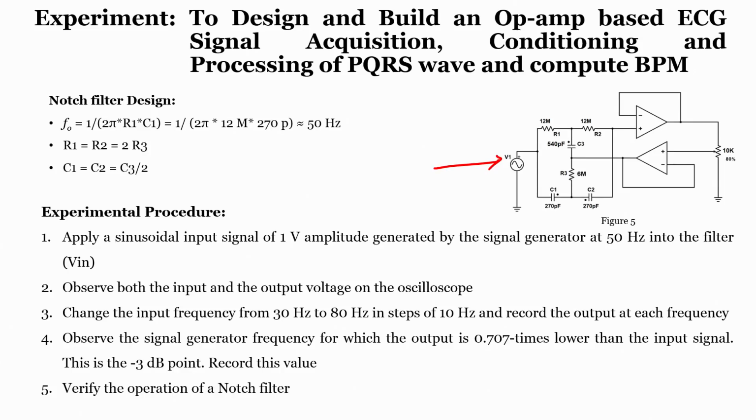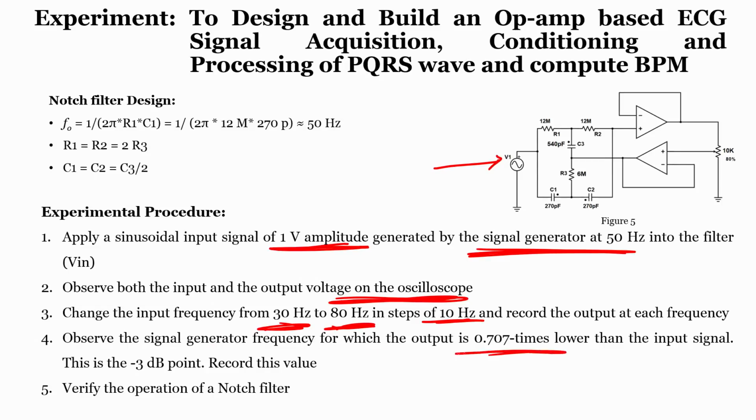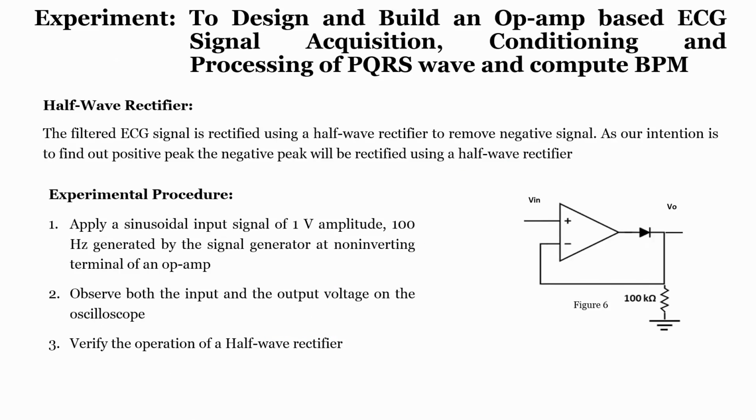For this the experimental procedure is to apply a sinusoidal input signal of 1 volt amplitude generated by the signal generator at 50 hertz, and observe input and output voltage on the oscilloscope. Change the input frequency from 30 hertz to 80 hertz in steps of 10 hertz and record the output at each frequency. Next, observe the signal generator frequency for which the output is 0.707 times lower, and finally verify the operation of the notch filter. So, this is how we can design low pass, high pass and notch filters.